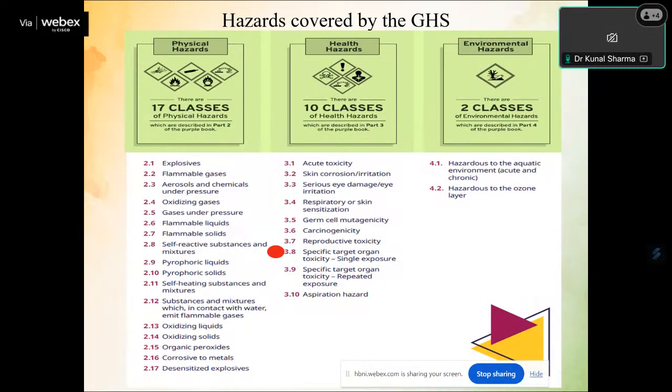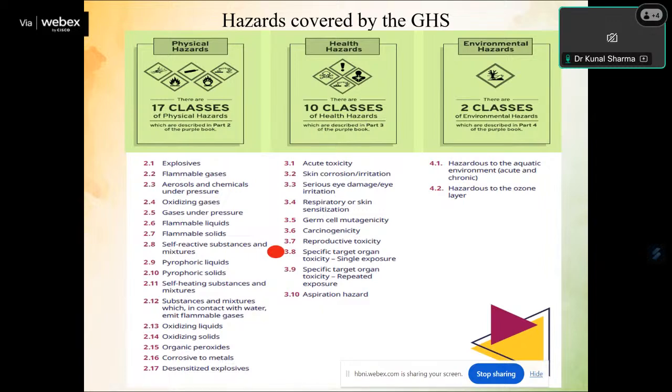Now, as we have talked about hazards, the hazards covered by GHS include physical hazards, health hazards, and environmental hazards. You can easily see there are 17 classes of physical hazards. Again, if you see the purple book, you can easily understand which type of classification, because in this forum we cannot explain each and every hazard. But in the purple book, you can easily get the classification. 10 classes are for health hazards, meaning what will be the impact of chemicals on health? Is it a corrosive material, or will it act as a nerve agent, or will it produce any blister? Everything is classified as health hazards.